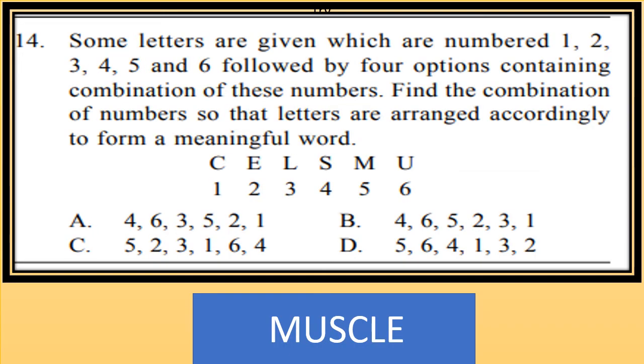Some letters are given which are numbered 1, 2, 3, 4, 5 and 6, followed by 4 options containing combinations of these numbers. Find the combination of numbers so that the letters are arranged accordingly to form a meaningful word. Now arrange the letters in such a way that the given letters form a meaningful word. So you can see the word forming here is muscle. For M it is 5, for U it is 6, for S it is 4. Like that, you choose the number series from options A, B, C, D.